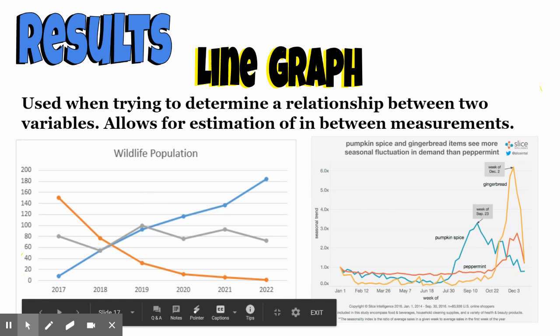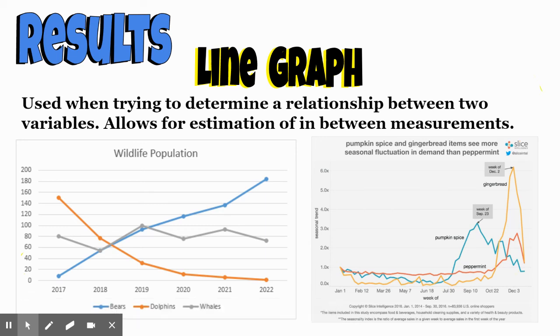And then there's line graphs, and line graphs are really great for a lot of the stuff we do here in ninth grade physical science. It's used when we're trying to determine relationships between two variables. We look at velocity and time a lot, or distance and time in Unit 2, but it allows us to estimate the in-between measurements. So we were able to look at populations here on the left between 2017 and 2018. It'll tell us what was going on in between those two data points because we can see the trends on the line graph. On the one on the right, we see that from October to December, gingerbread spices sold a lot more than something like pumpkin spice that peaked in the fall.